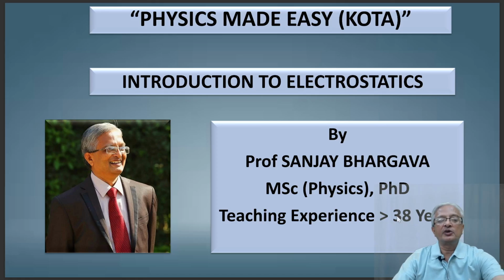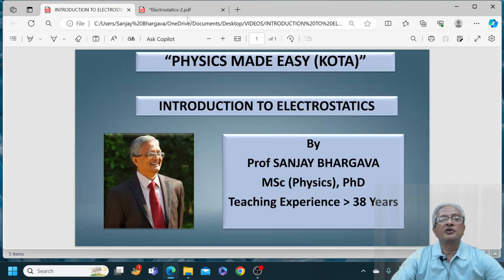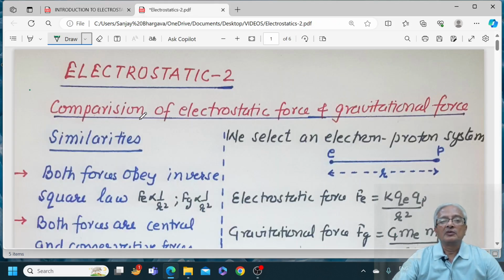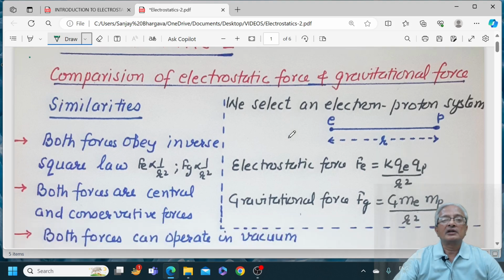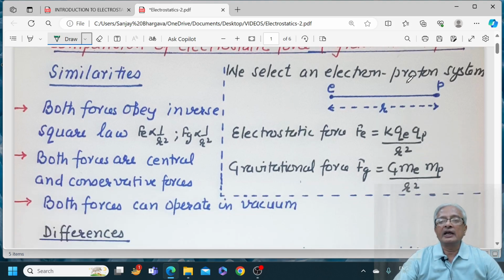In my first video lecture, we studied the basics of electrostatics, about charge, its properties, electrical force and so on. In this lecture, we would first be comparing the properties of electrostatic force and gravitational force. For that, we select an electron-proton system separated by a distance r.